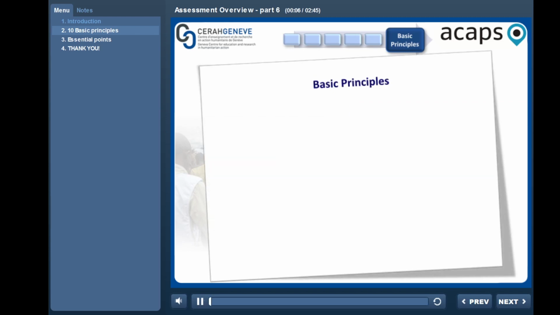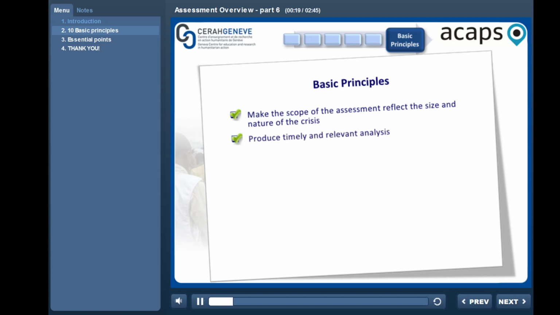In summary, an assessment should follow these basic principles. Do not overextend the assessment, especially in the early phases. Make it wide enough to indicate the full situation, but narrow enough to be manageable. Carry out the first assessment as soon as possible after the disaster.